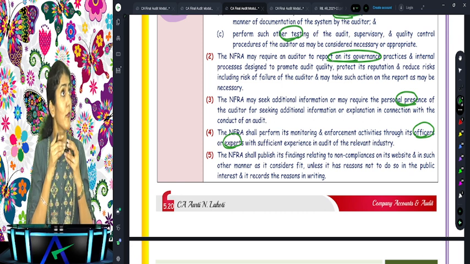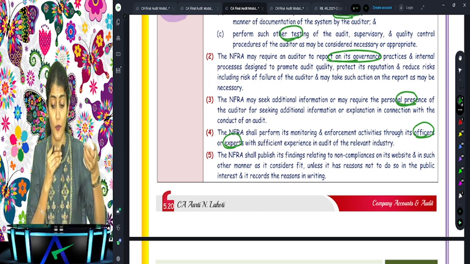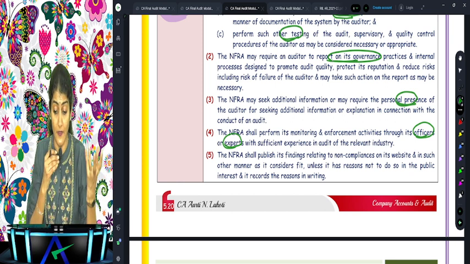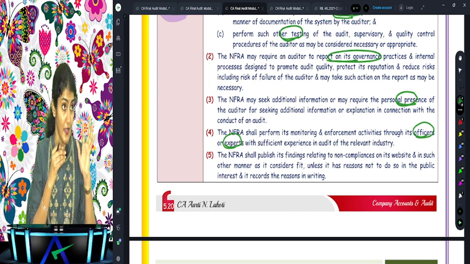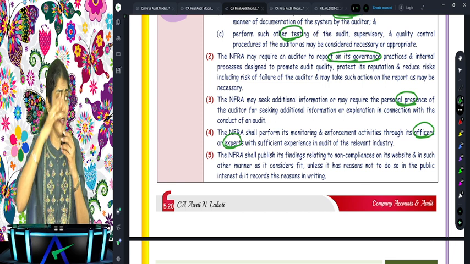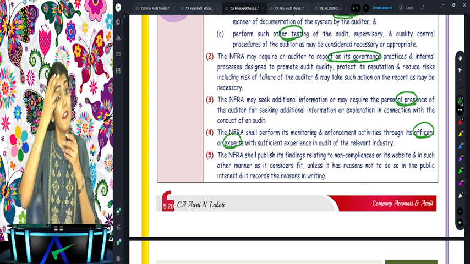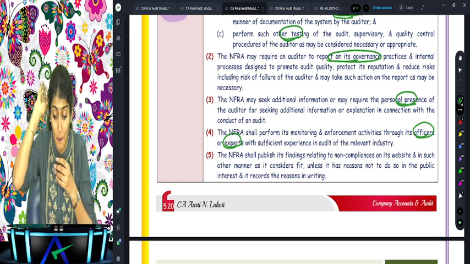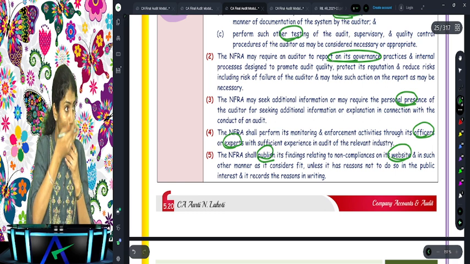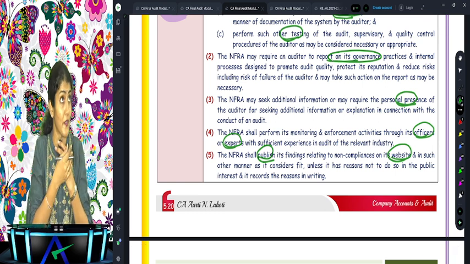So you see point number 4, what does it say? The NFRA shall perform its monitoring and enforcement activities through its officers or experts with sufficient experience in audit of the relevant industry. Then either they can do it on their own or they can take the help of the officers and experts in the industry. And then whatever are the findings of the NFRA, they will publish those findings on their website. Did we just see them? Did we download the reports and just see those findings of the NFRA? Did they publish them on the website? Yes.